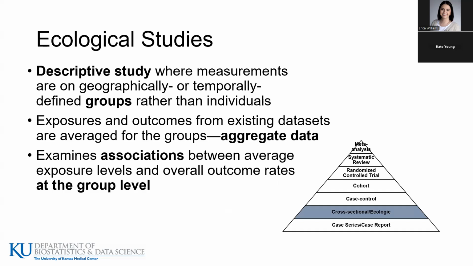Ecological studies are similar to cross-sectional studies, except here the measurements are taken on geographically or temporally defined groups rather than individuals. So the exposures and outcomes come from existing data sets, but these data sets will contain aggregate measures, so measures across a whole group of patients rather than individual patients. This allows us to examine associations between average exposure levels and overall outcome rates at the group level, not at the individual level.